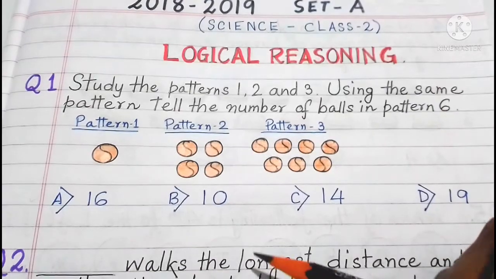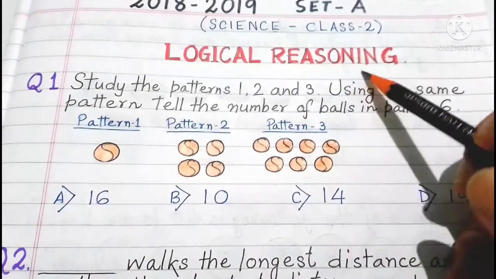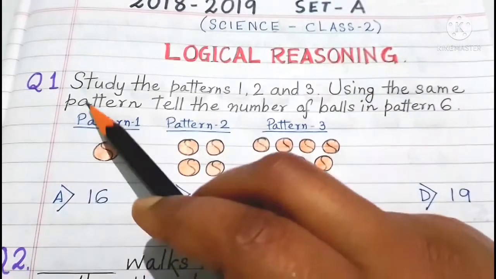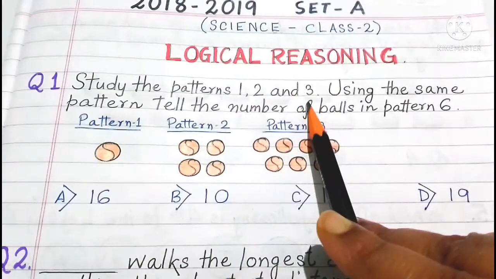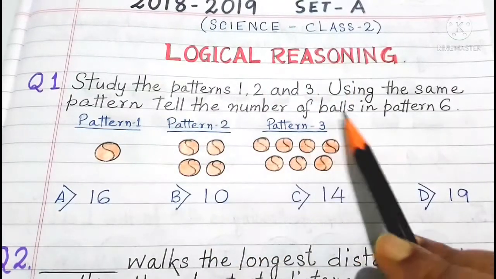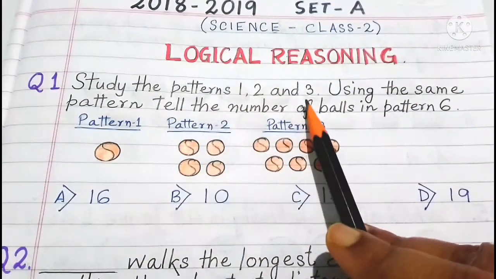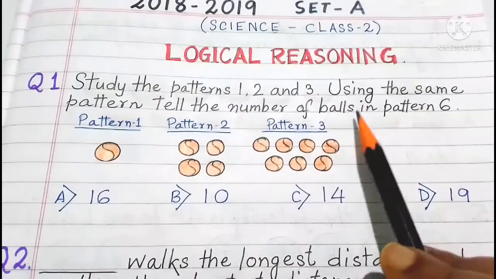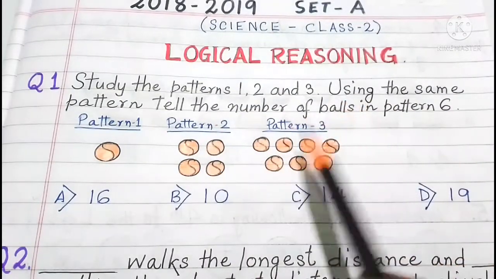Coming to the first section, logical reasoning, under which you will be having 5 questions, the first question is: study the patterns 1, 2 and 3. Using the same pattern, tell the number of balls in pattern 6.